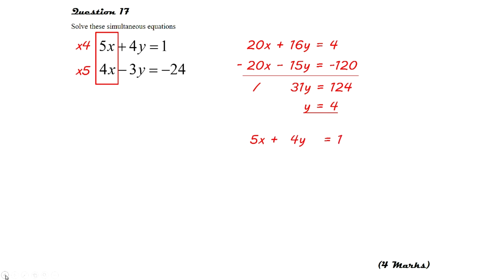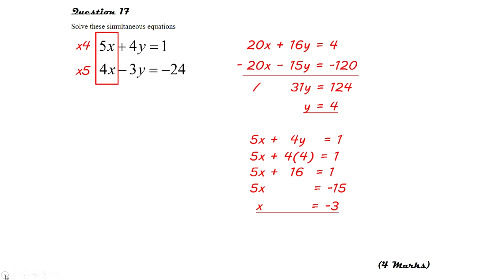So if I substitute in 5x plus 4y equals 1, given that I know that y is 4, that's going to look like this. So 5x plus 16 equals 1, subtract the 16 from both sides, divide both sides by 5, and x equals negative 3. Now this is one of those nice questions where you can actually check your answer and gain a bit of confidence in your exam knowing that you've got these 4 marks in the bag. All I'm going to do is take my values of y and x, 4 and negative 3, substitute them back into both equations. In the top equation you should get 1, and in the bottom equation you should get negative 24.